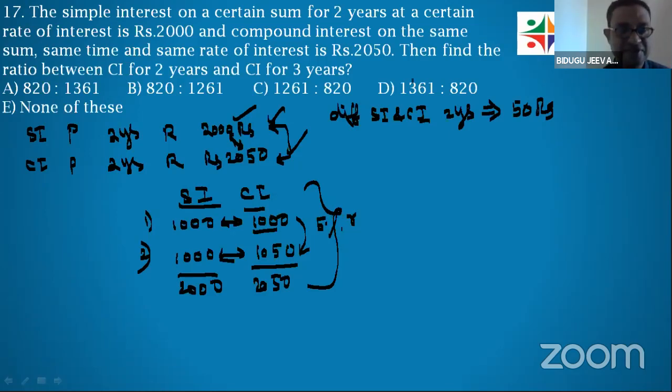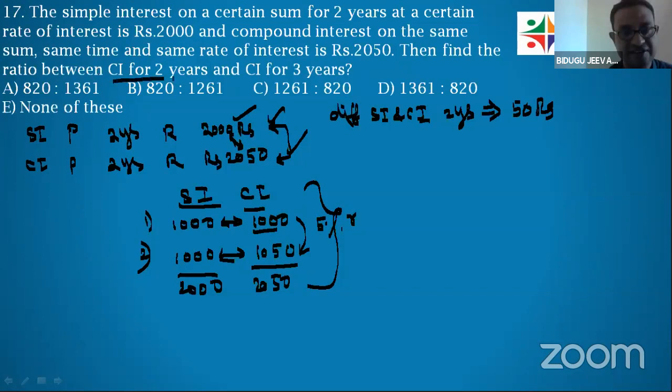Find the ratio between CI for 2 years and CI for 3 years. Of course, CI for 2 years is given, right? CI for 2 years is given as 2050. And CI for 3 years, let me calculate from here. So I got it for 3 years.